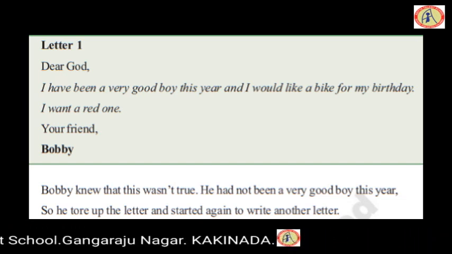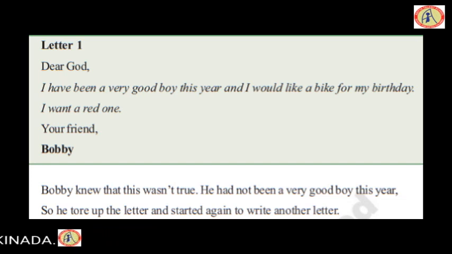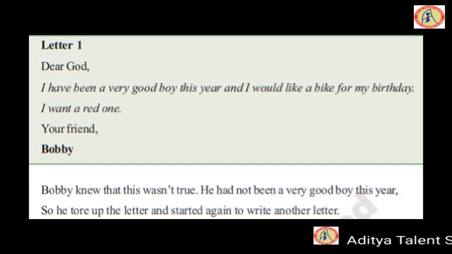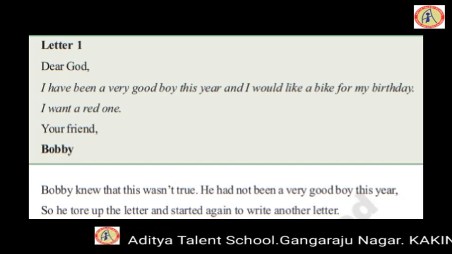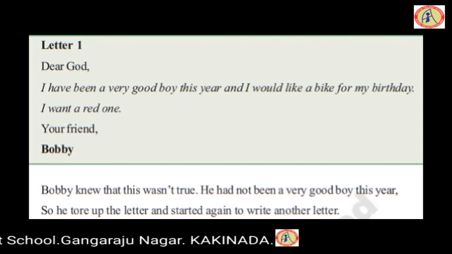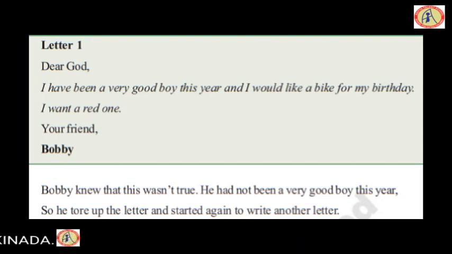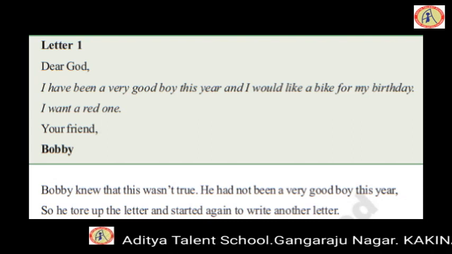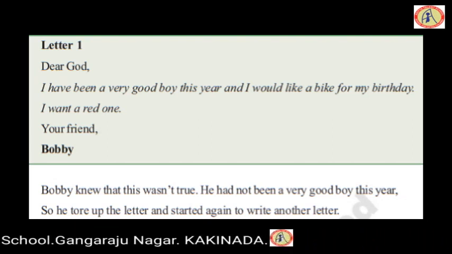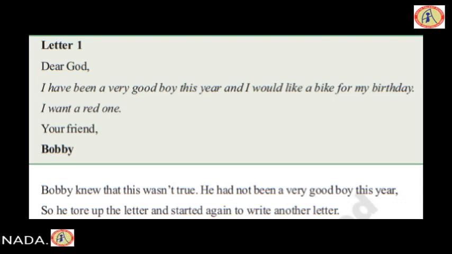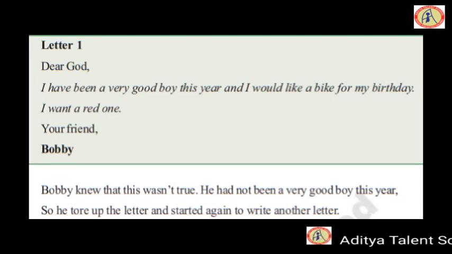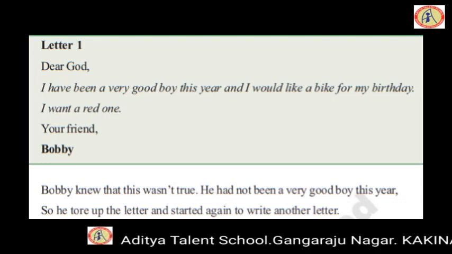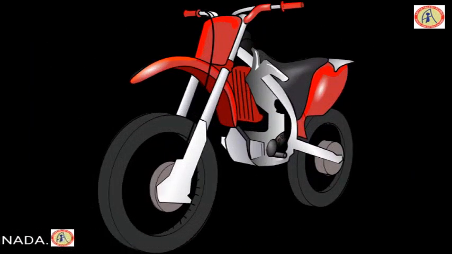As mother said to write, so he started writing. "Dear God, I have been a very good boy." Which tense is mentioned here? Present perfect tense is mentioned. "I have been a very good boy." Everyone says, I am a good boy, I am a good boy, but the others know how he was. So he said, I am a very good boy. "I would like a bike for my birthday." What color bike he wanted? A red one. "Your friend Bobby."